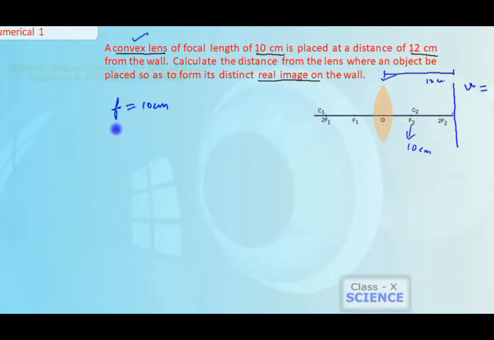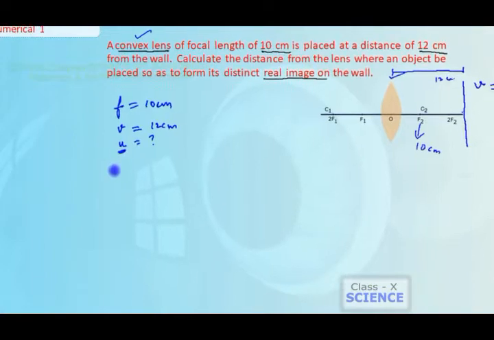Next thing that is given is the image distance. v is given as 12 centimeter. Here real image indicates that the image will be formed on the right hand side. Anything on the right hand side of the optical center will be taken as positive. So v is also positive. Now we have to find u, right? By using the lens formula we can find the value of u, right?